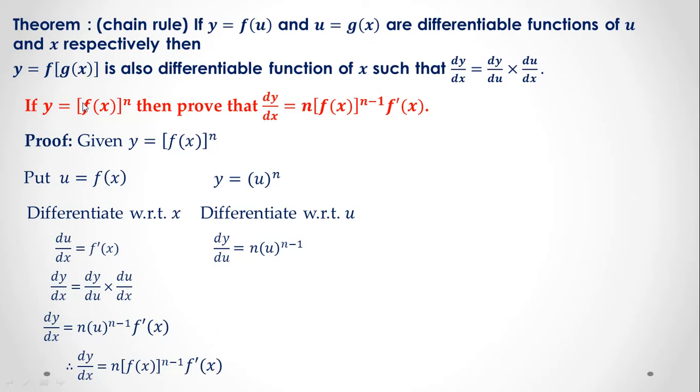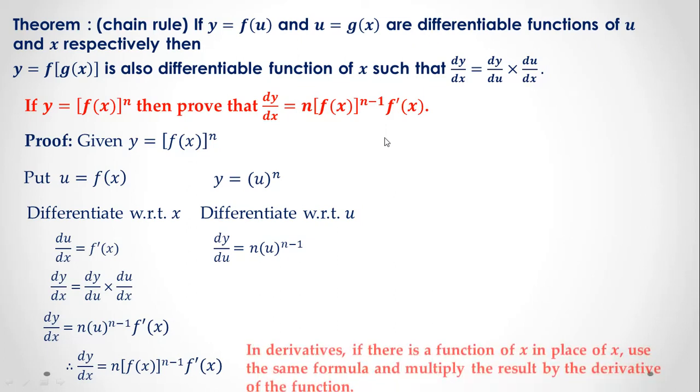So if you have a composite function in this form, that is y is equal to f of x raised to n, then its derivative will be dy by dx is equal to n into f of x raised to n minus 1 into f dash x. So let us see the proof of this result carefully.